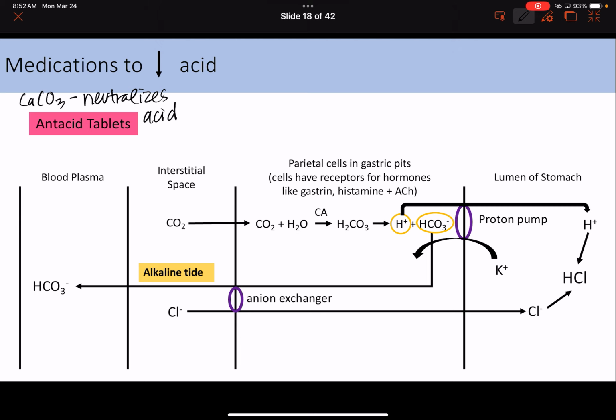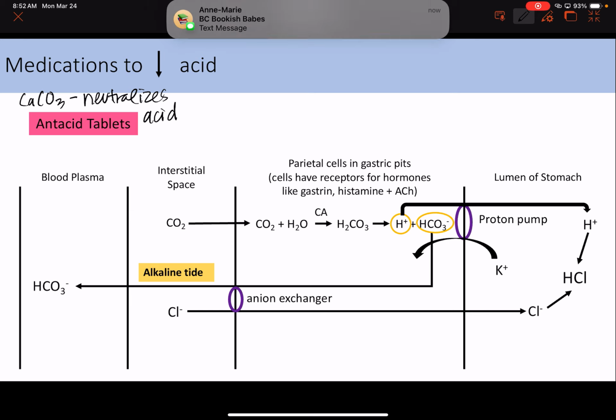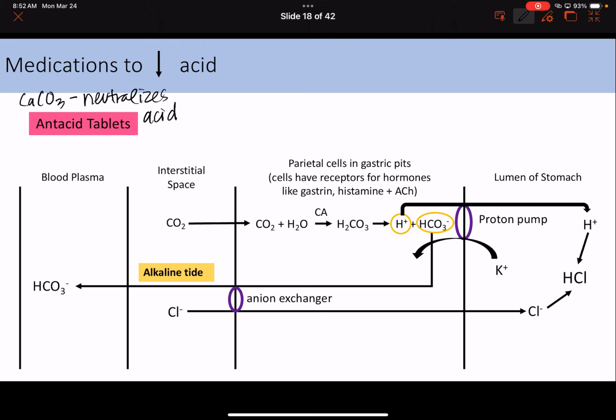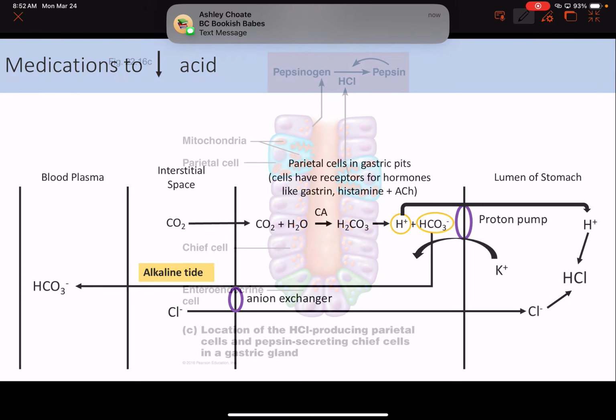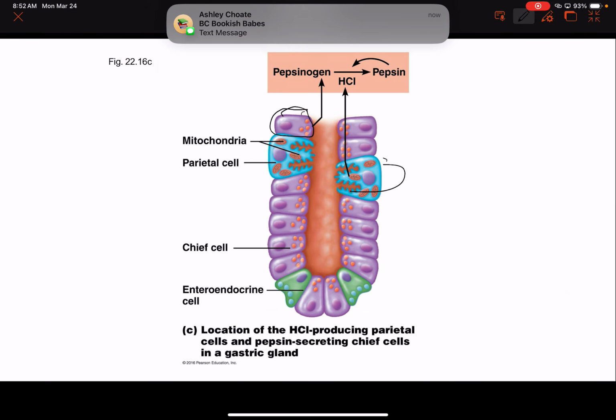Does that make sense to everyone? Okay. Still in the same spot in the gastric glands of the stomach. Yep.